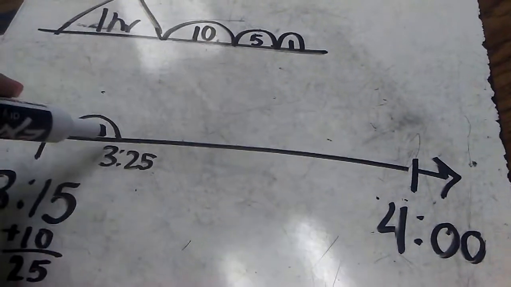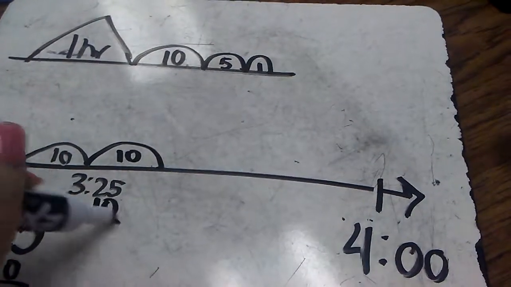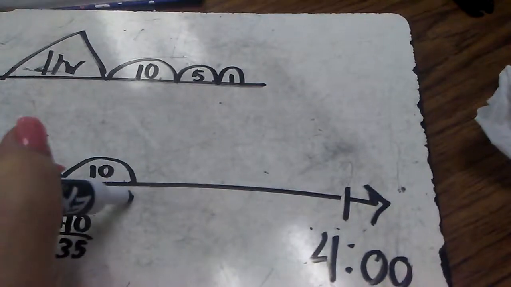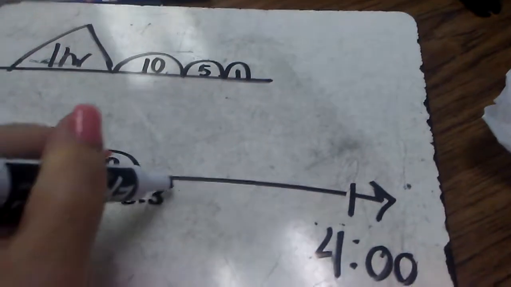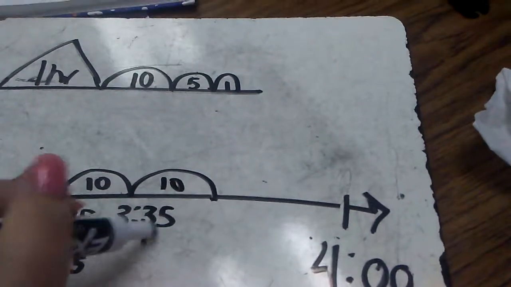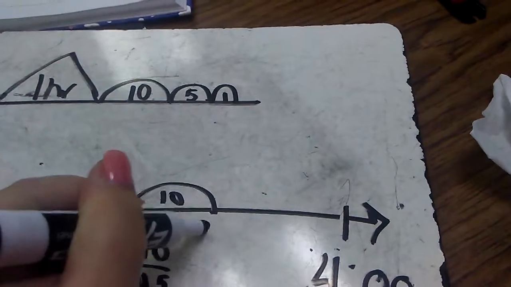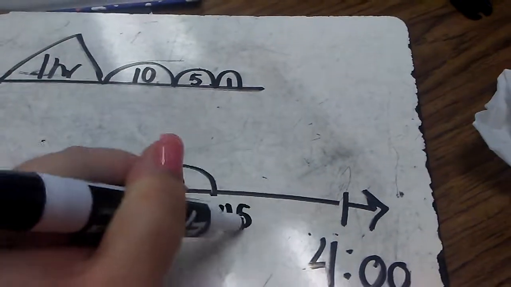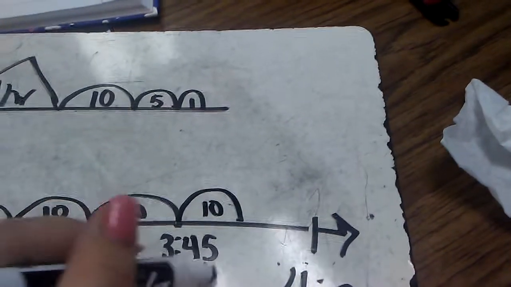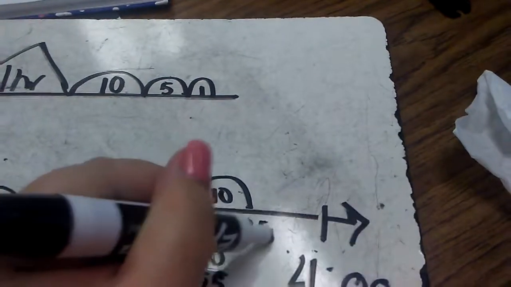Okay? Then I do another 10-minute jump. 25 plus 10 more minutes is 3:35. Then another 10-minute jump. 35 plus 10 is 3:45. Then I think I can fit in one more 10-minute jump. 3:45 plus 10 is 3:55.